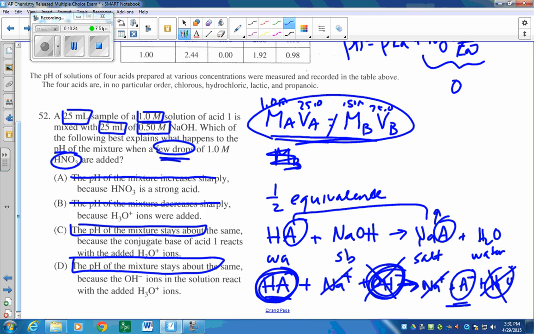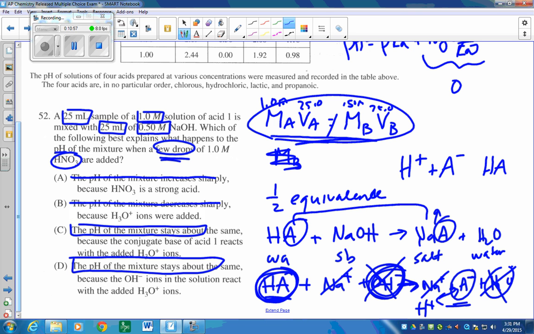And why does the pH not change? Because if you put H+ in there, it reacts with the A-, making HA, and the pH doesn't go up because pH measures H+. Well, if you put a few drops of H+ in there, it's going to hook up with the A- and you're going to end up with HA. You can think of it as equilibrium though too. But this makes the most sense.